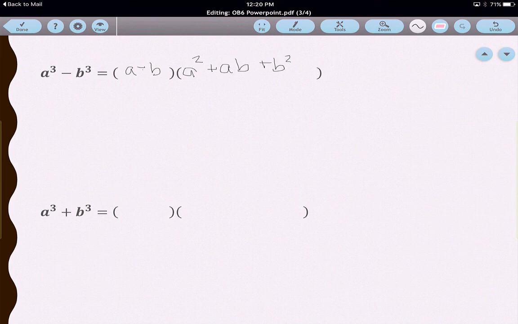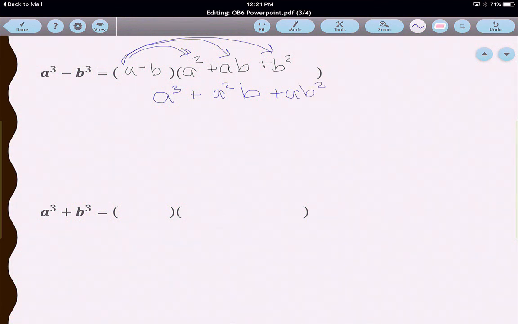How does this work, or why does this work? Well, let's take a minute to run through this and I can show you. First, I'm going to distribute this a to my trinomial term. So a times a squared is a cubed. A times ab is a squared b. A times b squared is ab squared.